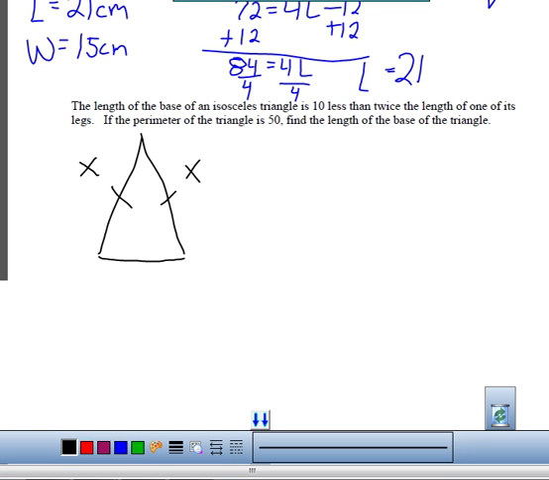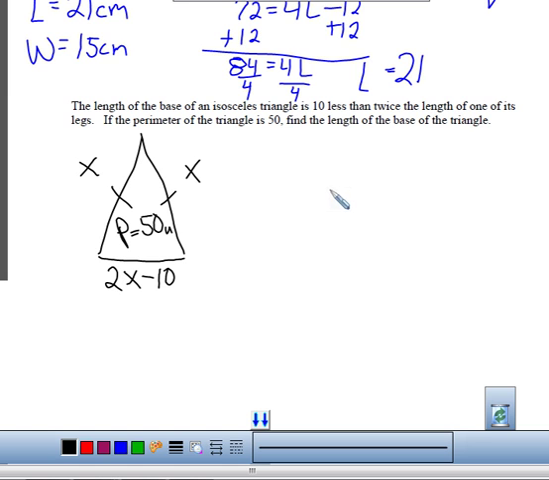Alright, so the base is the bottom part, and what it says is that it is 10 less than twice the length of one of its legs. So if the leg is X, twice that is 2X, and 10 less than that is minus 10. So we have our dimensions, but with a variable, so we obviously need to solve for X. Our perimeter is going to be 50 units.